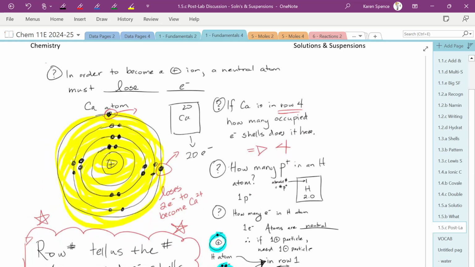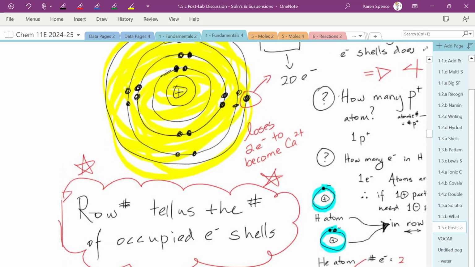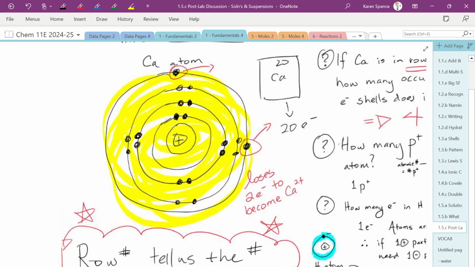Okay, and you can see on the next page, I have a little picture of this. We have calcium, which is in row 4, so it has how many shells? If you're in row 4, you have 4 shells. And it's in group 2, so how many valence electrons? 2. So let me draw a really quick and ugly calcium atom Bohr model. And you can see we are losing our 2 electrons. Okay, and what are we left with after we are done?